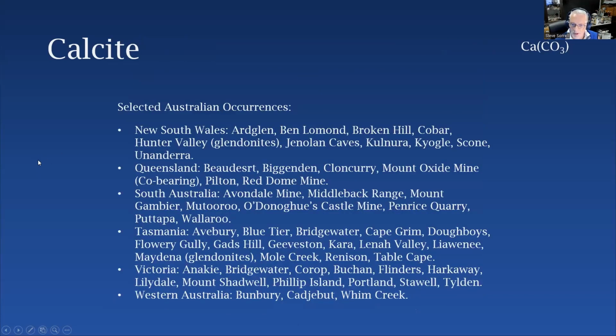Calcite. Surprise, surprise, there's more than one or two localities. What I've done here is just for each state listed a few key ones. So New South Wales, Broken Hill is probably the best known of those. Queensland, the Cloncurry region, Red Dome in particular has some very nice calcites. Flinders Ranges ones in South Australia and Tasmania, and Victoria, because Victoria is well known for zeolites, it's also well known for associated calcite as well.